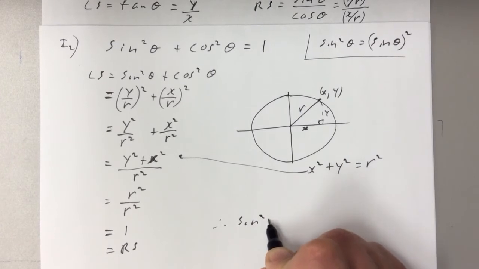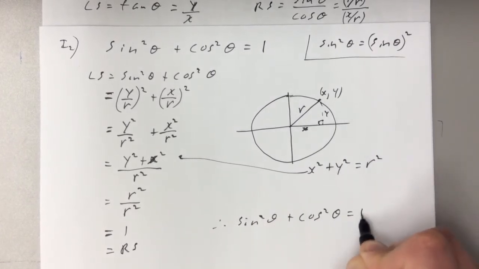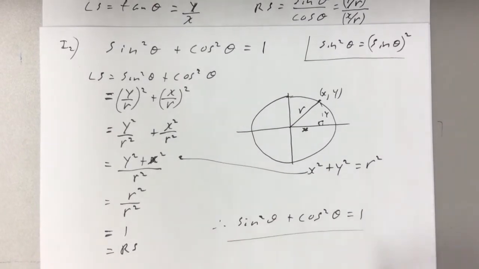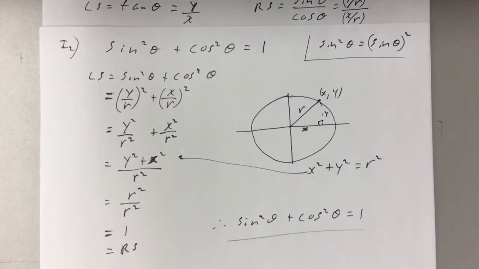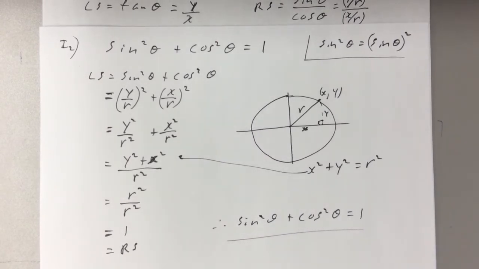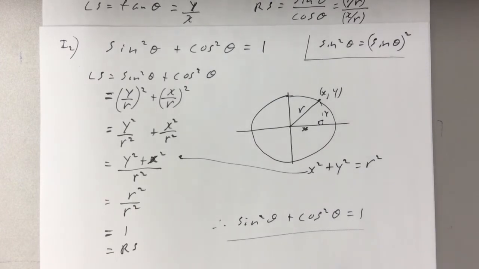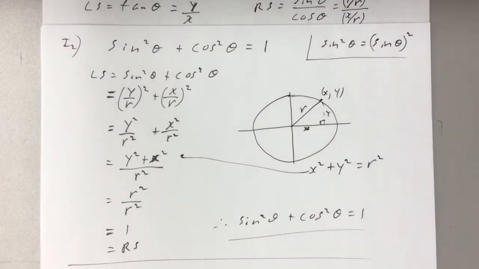So therefore, sine squared theta plus cos squared theta equals 1. That's our second identity. So these are our two main identities: tan theta equals sine theta over cos theta, and sine squared theta plus cos squared theta equals 1. And we can manipulate these a little bit so that we have some more.